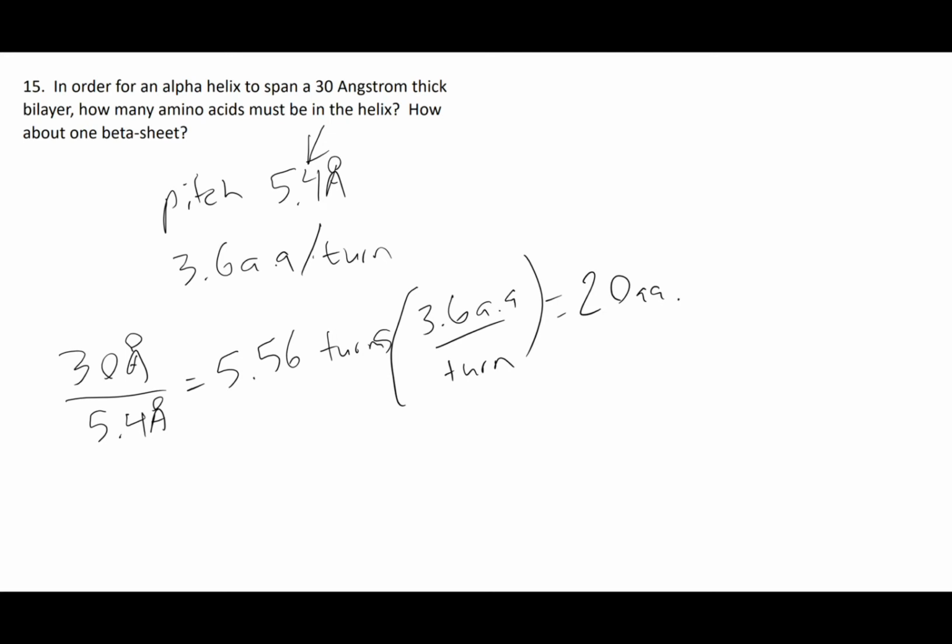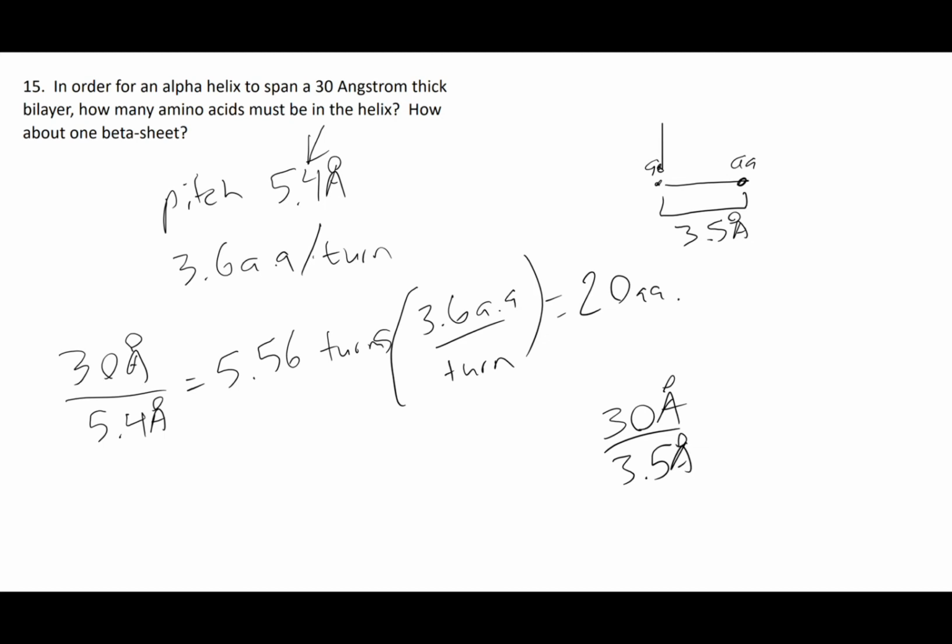Now if we think about a beta sheet, if we go back and review, basically the distance between two amino acids in a beta sheet is about 7 angstroms, which means the distance between adjacent amino acids is approximately 3.5 angstroms, as the crow flies. So now if we think about our 30 angstrom thick membrane, and we have 3.5 angstroms between amino acids.